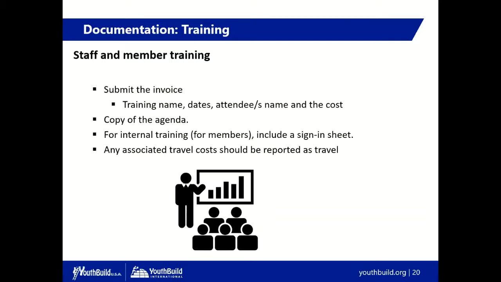And any invoice you show us should include the name of the training, the date, and who among your staff member or a member attended the training. So any cost associated to the travel should be reported as travel, and anything associated to the training, like paying for the training, would be part of this training line item.